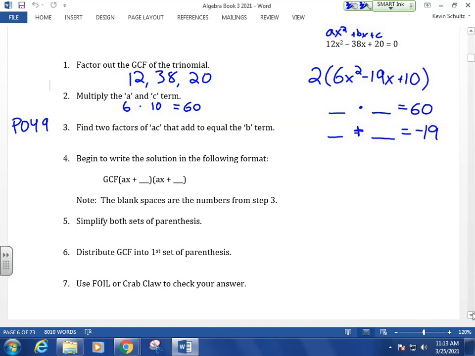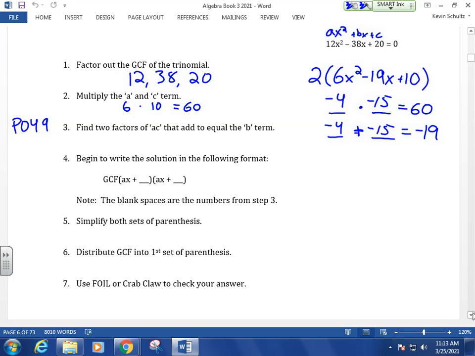Josh, how? What signs do they all need? Right. So negative 4 and a negative 15 multiply to get us positive 60, and negative 4 plus negative 15 give us negative 19. Follow me so far? Good?